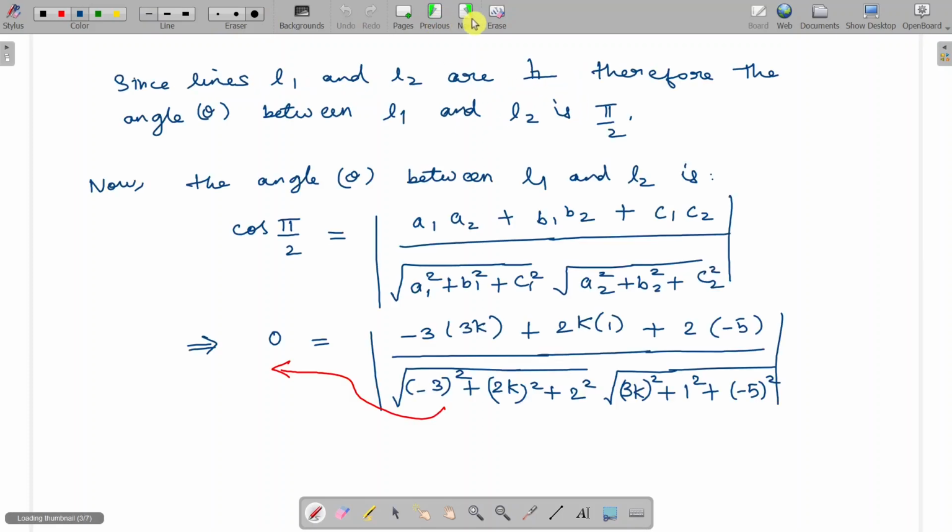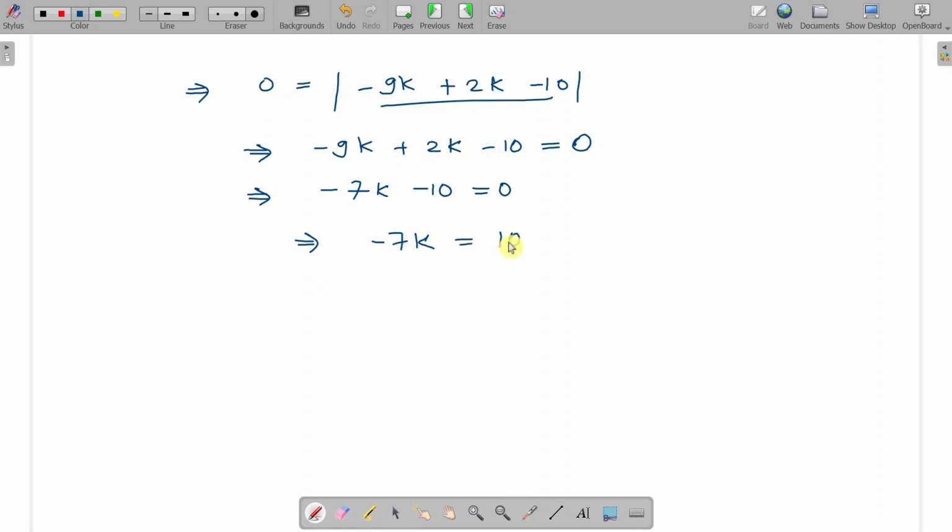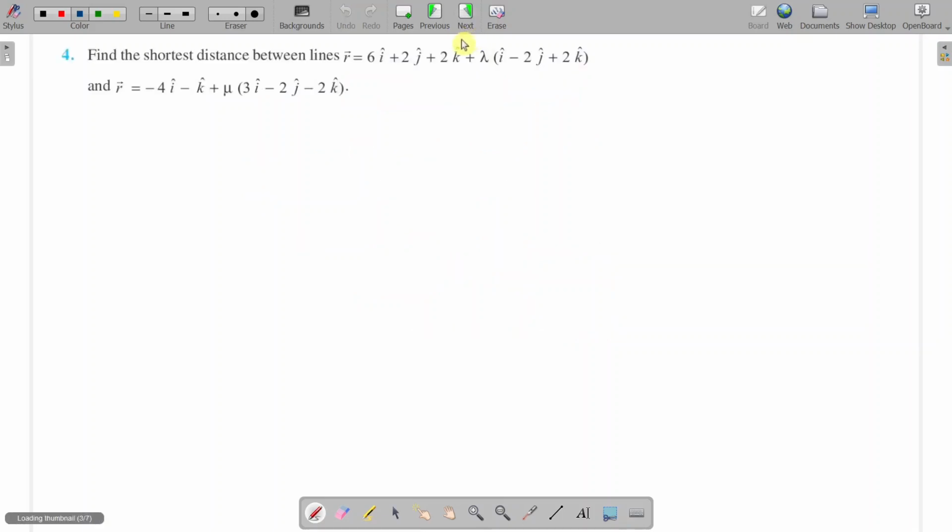So now, modulus of any quantity is 0 means the quantity itself is 0. So minus 9k plus 2k minus 10 is equal to 0. This implies minus 9k plus 2k is minus 7k, minus 10 is equal to 0. So minus 7k is equal to 10, or k is equal to minus 10 by 7. Okay, so this is the value of k. This is the answer. Now let us go to the next problem, the fourth one.